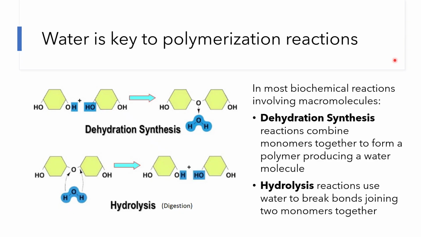Now, water is the key to these polymerization reactions. If we didn't think water was cool enough after what we just learned, it's even cooler because the way that we add or separate the monomers from each other is entirely a water-based reaction. So to bring two monomers together and attach them, we do a dehydration synthesis reaction. So this reaction combines the monomers, and in doing so, the bond that is created kicks off a hydroxyl, or OH, and a hydrogen, or H.